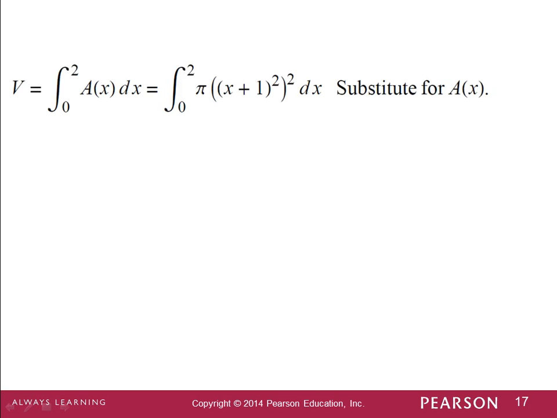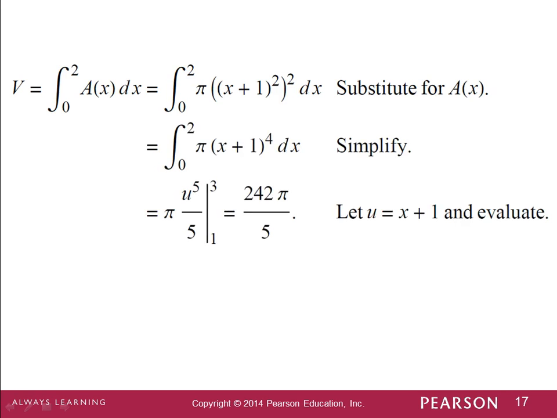Okay, so we see that we're going from 0 to 2, and we expand this a little bit, and we get a volume of 242 pi over 5.